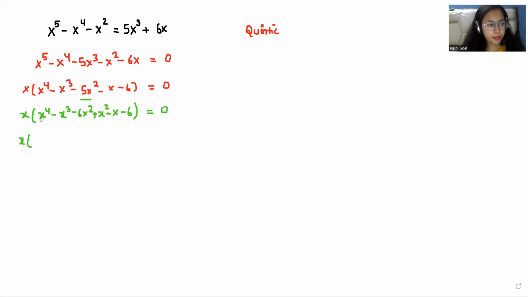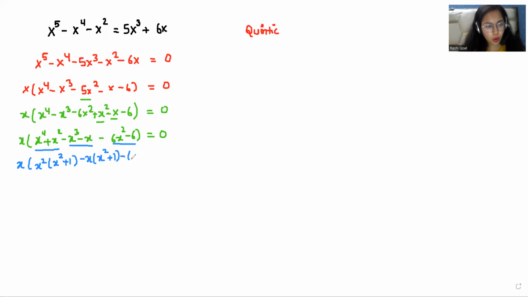If I pair these terms, I can write x^4 with x^2, so x^4 + x^2, then -x^3 with -x, and then -6x^2 - 6 = 0. Now, from the first two terms, I can take x^2 as common. What is left? x^2 + 1. From the next two terms, I can take -x common. What is left? x^2 + 1. Again, from the last two terms, I can take -6 common. What is left? x^2 + 1.